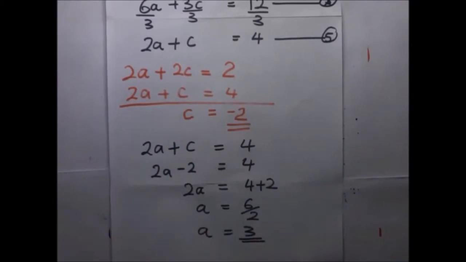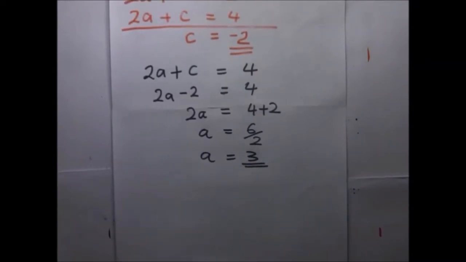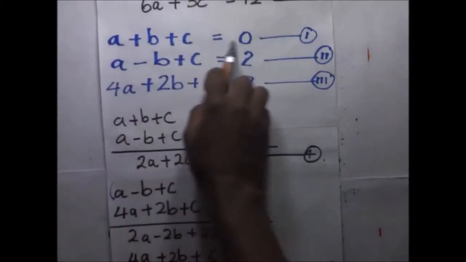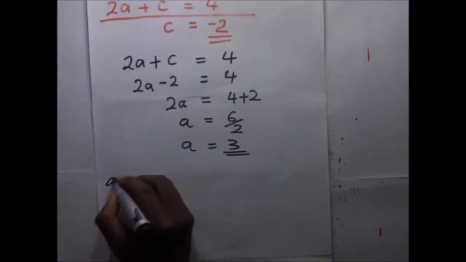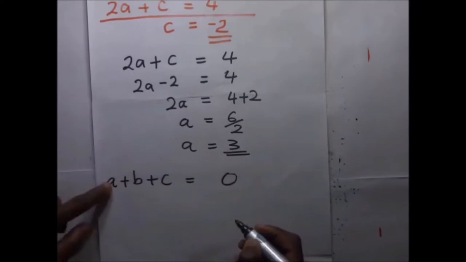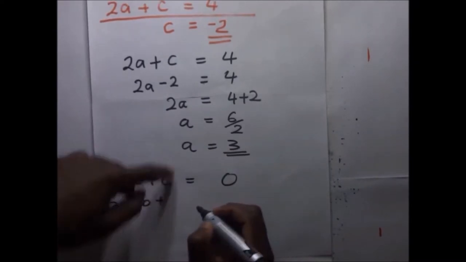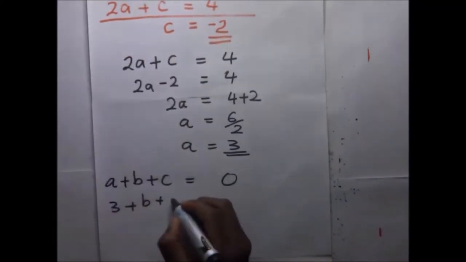So our value of A is going to become 3, and so we substitute that in our original equation, A plus B plus C is equal to 0, to get the value. Our value of A is 3, plus the B we are looking for, plus our value of C, which is negative 2.